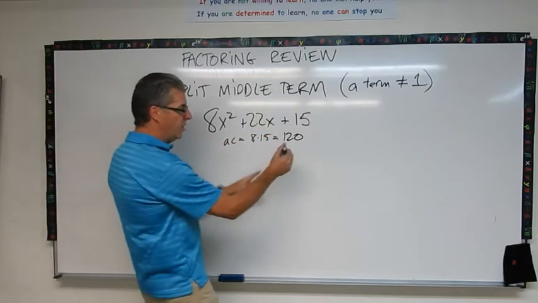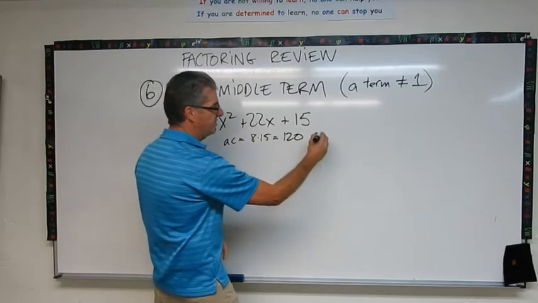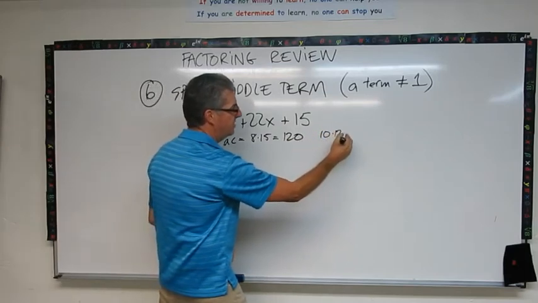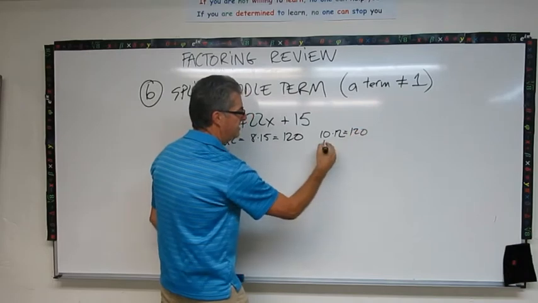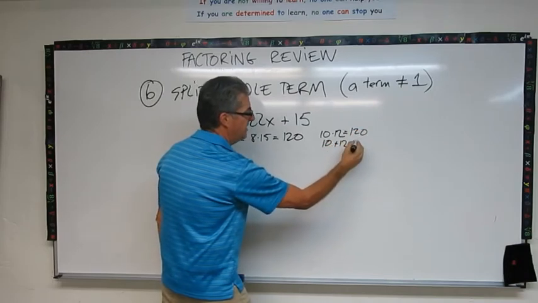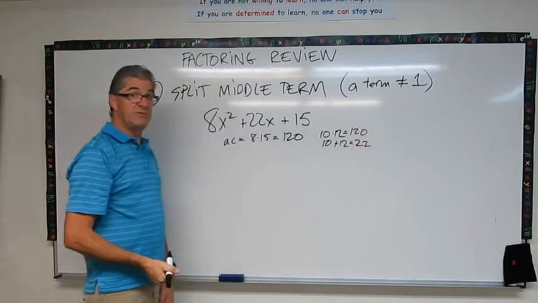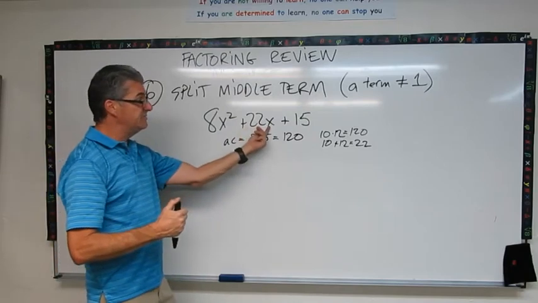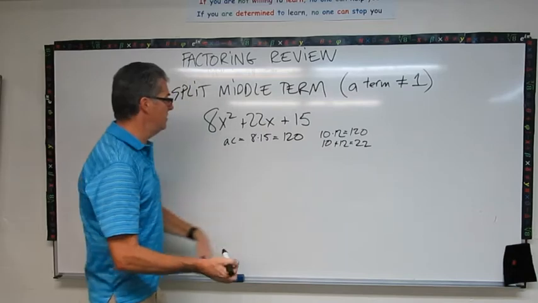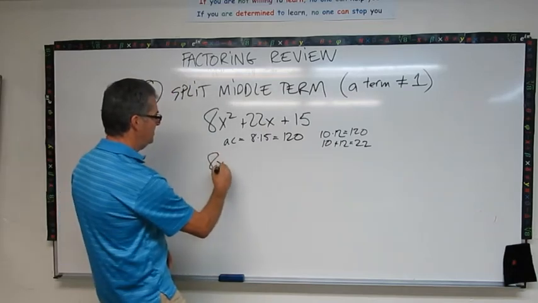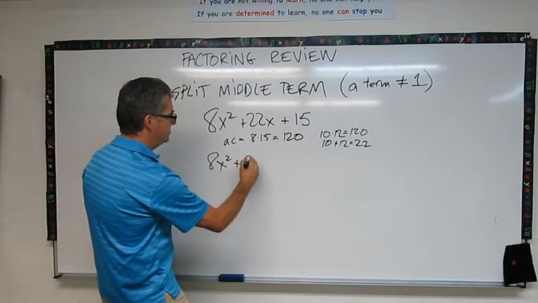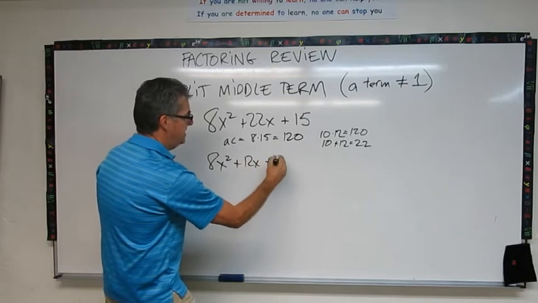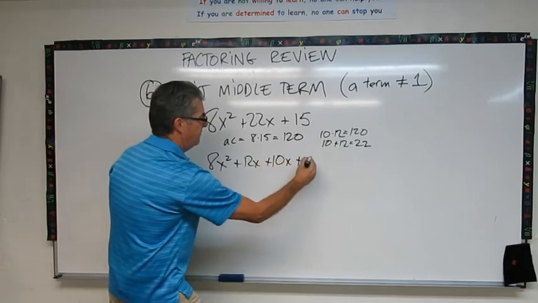And I could go through all the factors, but what I'm going to show you here is that 10 times 12 equals 120, and 10 plus 12 equals 22. So those are my two factors. So now, what I do is I split this middle term using 10 and 12. 8x squared plus 12x plus 10x plus 15.